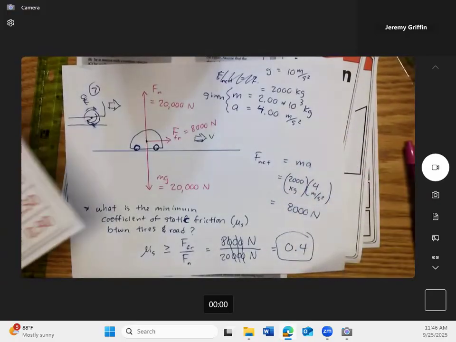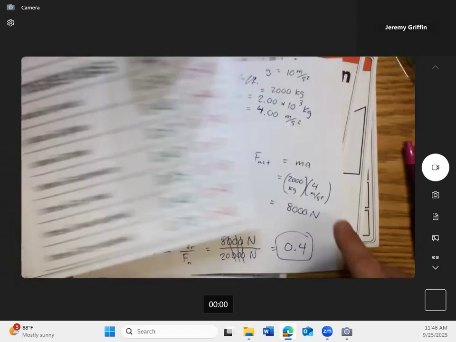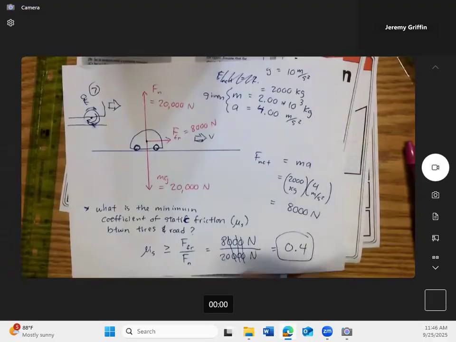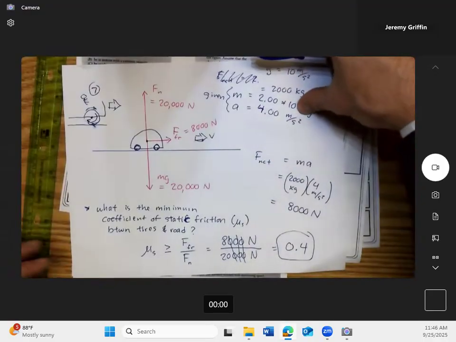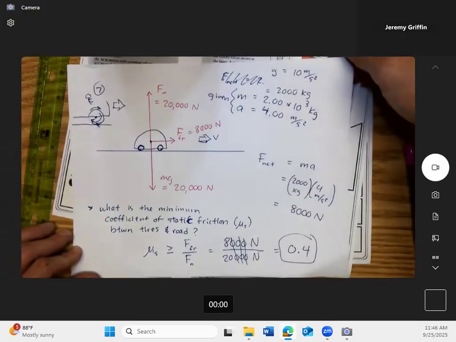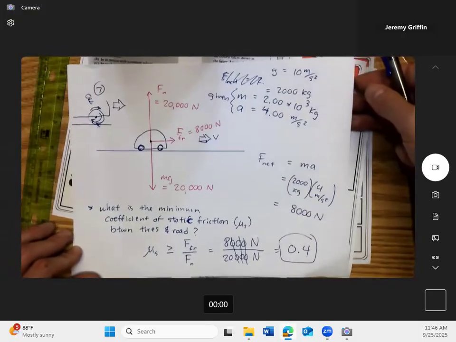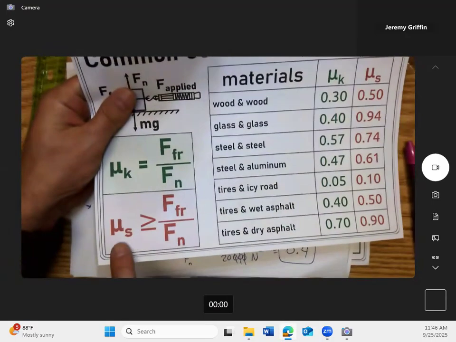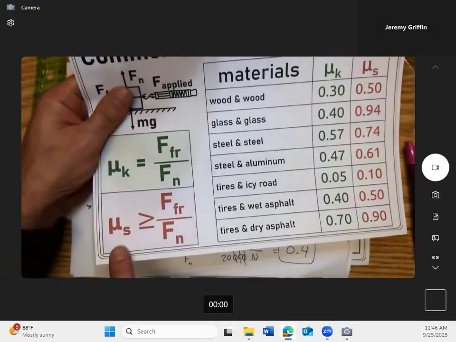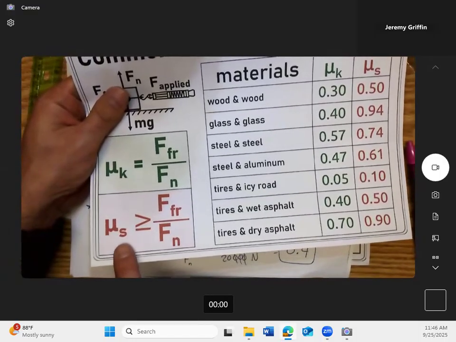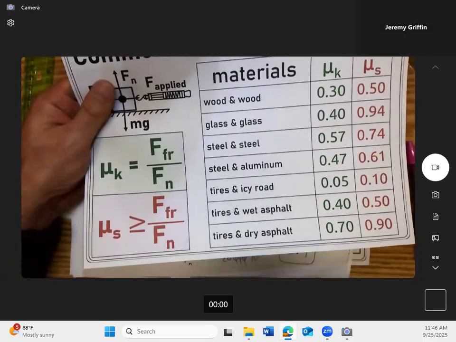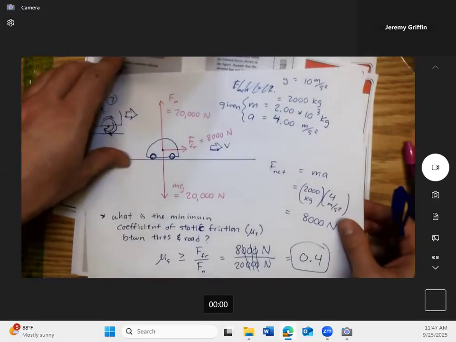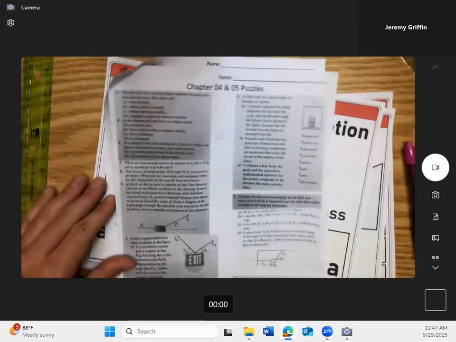What if the coefficient of friction was 0.1? Would the car be able to accelerate that much? No, not anymore. All right, ready for the next one? This is mu, the coefficient of friction, the ratio of friction force to normal force. Oh, that's 20,000. Yeah, all right.